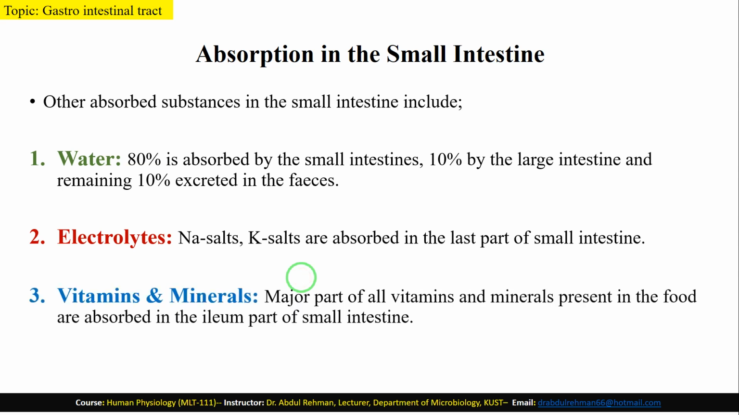And the third nutrients that are absorbed in the small intestine are vitamins and minerals, because a major part of all vitamins and minerals present in the food is absorbed in the ileum part of the small intestine.